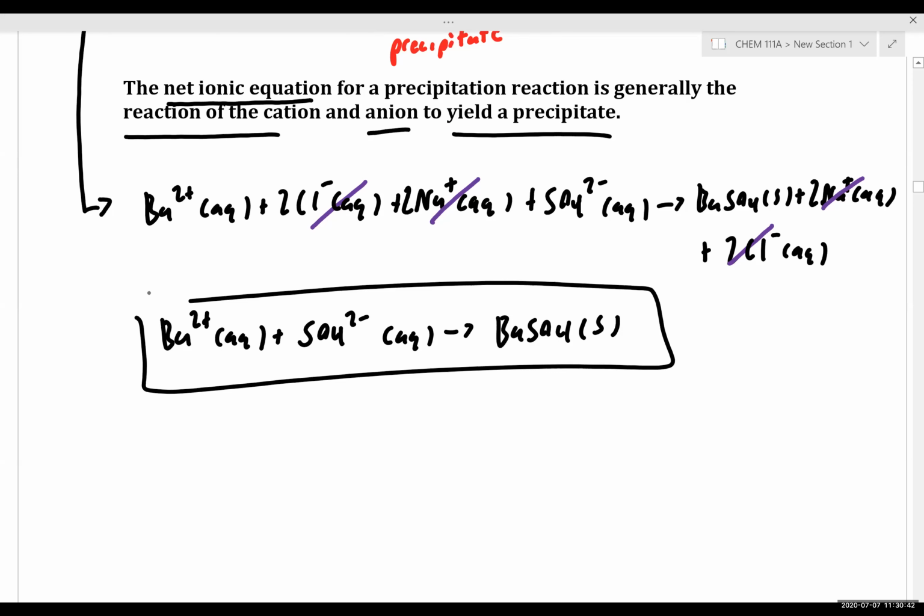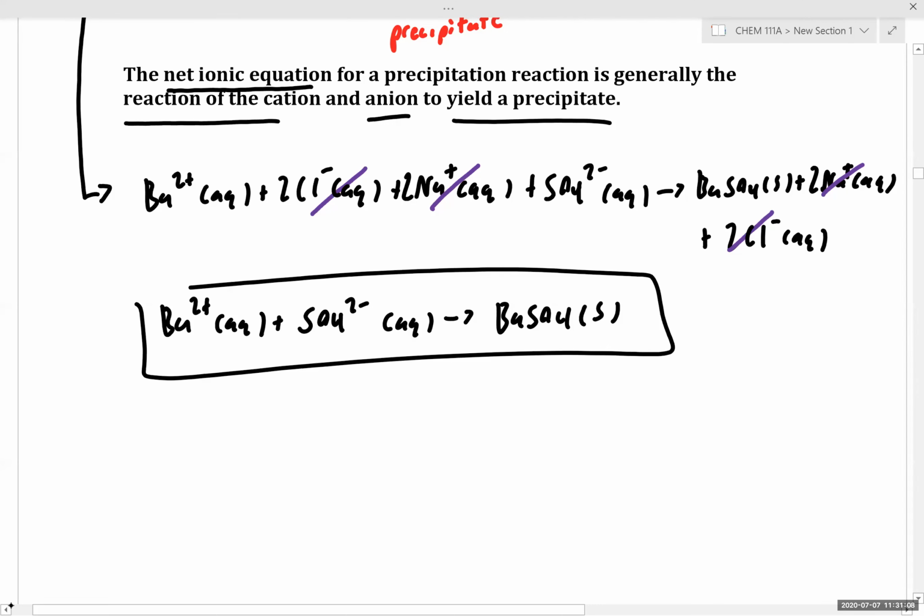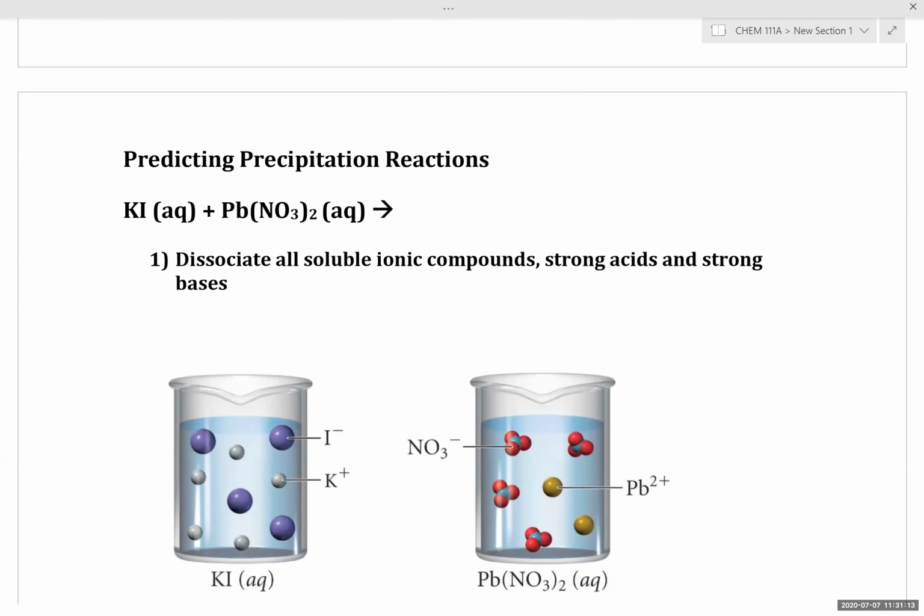So this is just one thing to keep in mind. It helps you partially check your work when you're writing net ionic equations for precipitation reactions. So it's nice that we're able to write the net ionic equation for a precipitation reaction, and precipitation reactions are pretty easy to identify. They make a solid. They generate an insoluble ionic compound. That's nice. Now what we're going to do is we're going to talk about how to predict precipitation reactions.